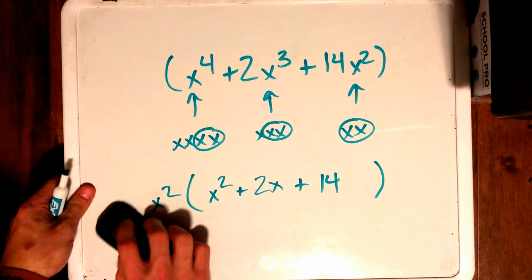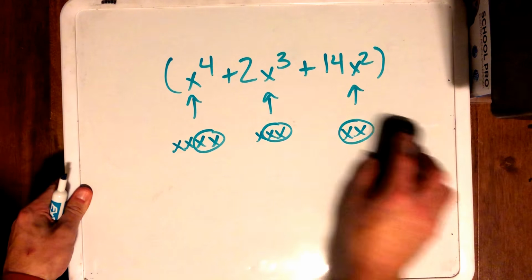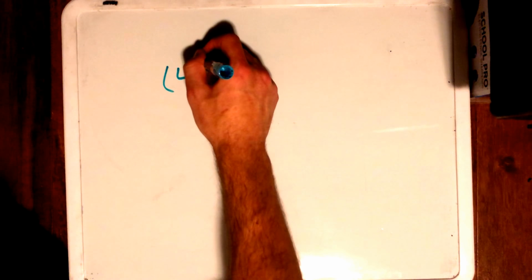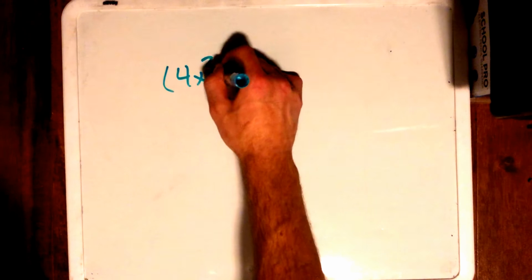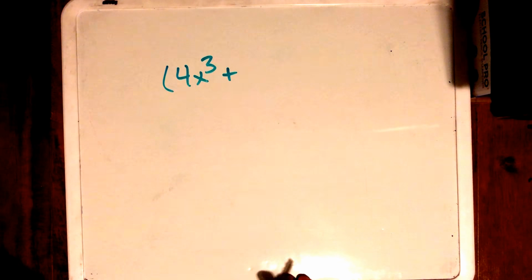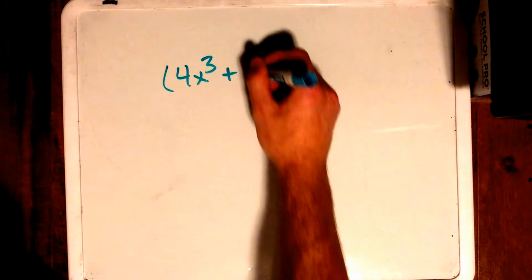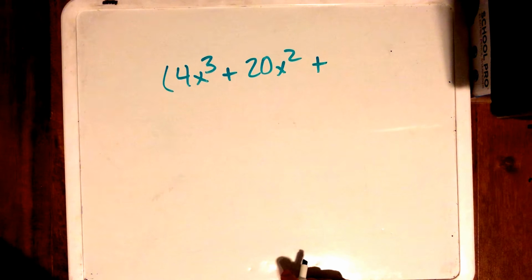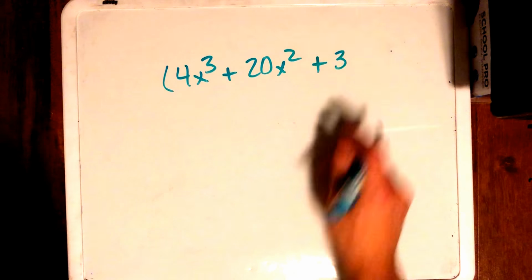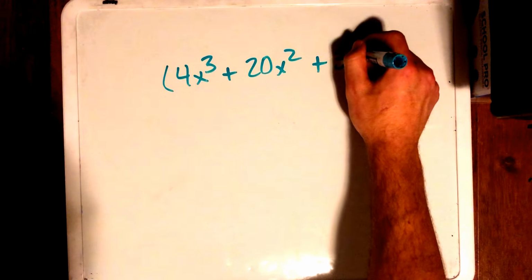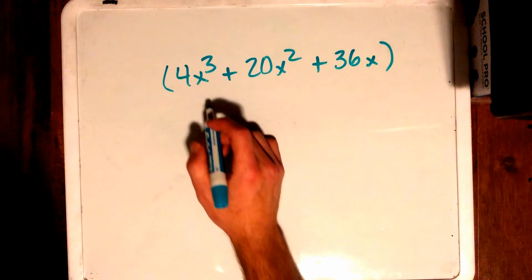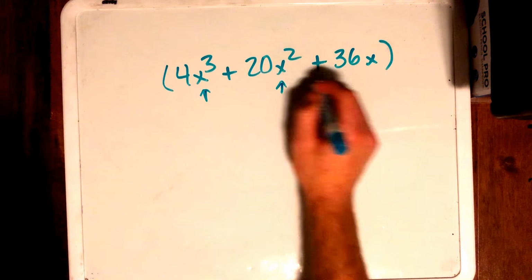Some of them you'll only need to pull out numbers like the last one, some of them you'll only need to pull out x's, some of them you'll need to pull out both, like this next one we're going to do. Let's say we have 4x cubed plus, let's see, let's go 20x squared, plus 36. Yeah, 36 is a good one. X. All right, so like I said, no math required. We look at our x's, we figure out what we can pull out.